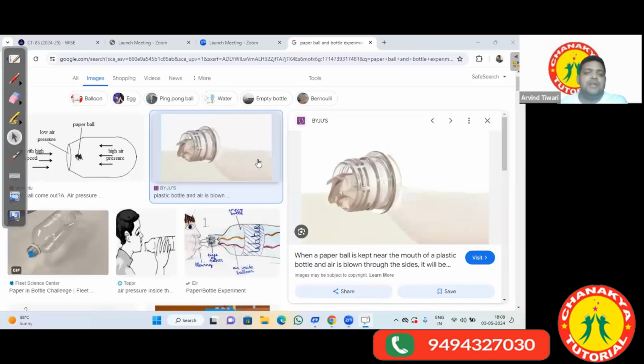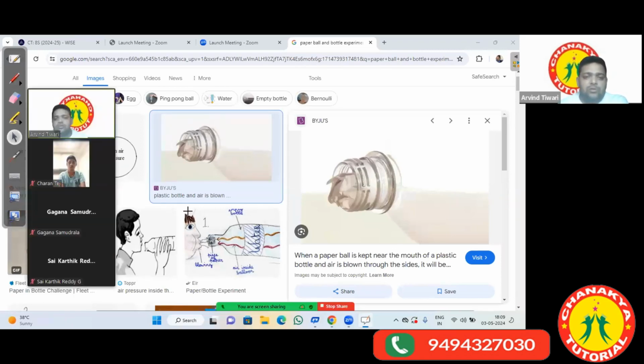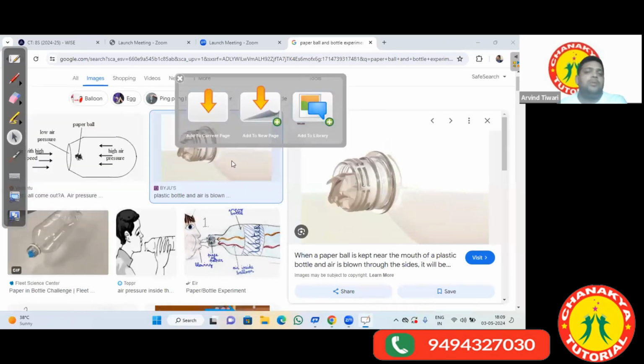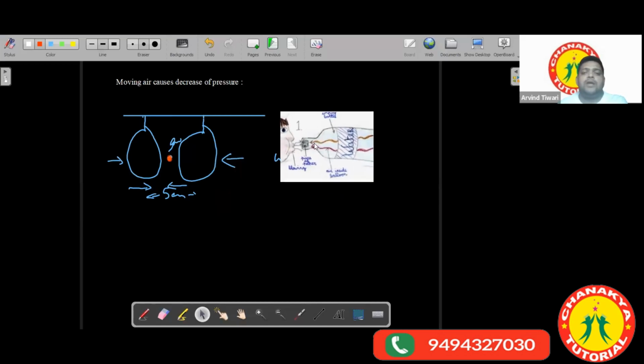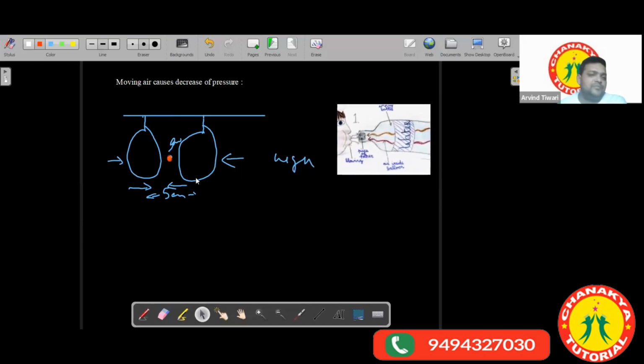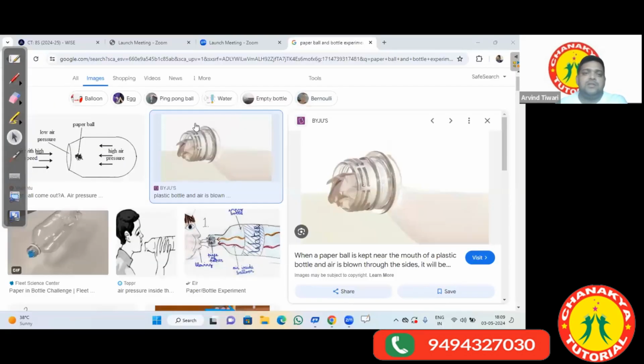So just now we studied this experiment of blowing air through a water bottle. If you try to blow air through a water bottle like this boy is doing, you will not be able to get the paper inside. Okay. Then I told you this paper activity. Just 1 minute. Show me this one also. That's the one which I showed you with the paper.